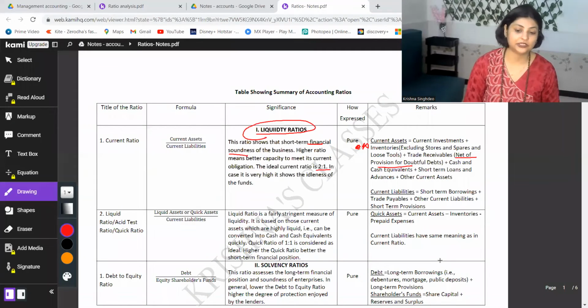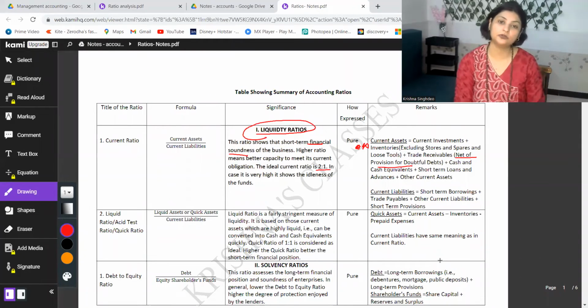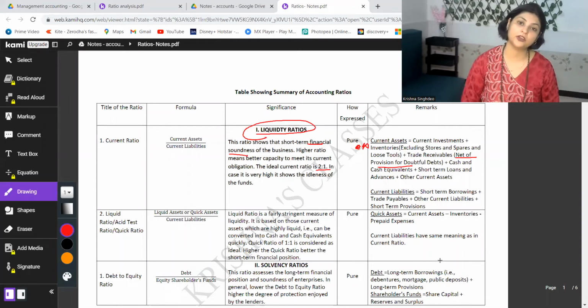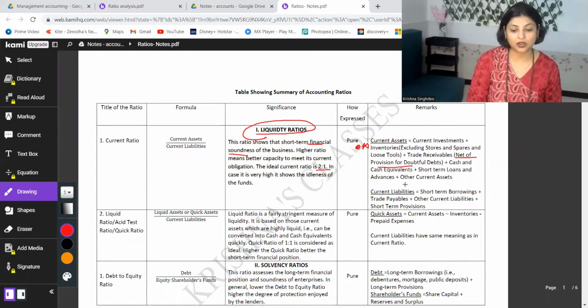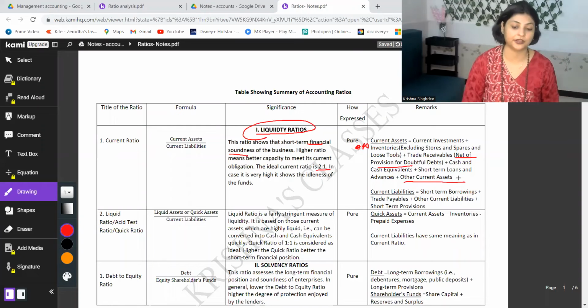So you have cash and cash equivalents, then short-term loans and advances. You must have seen there are two types of loans and advances. One is long-term loans and advances, which comes under non-current assets, and another one is short-term loans and advances. Short-term loans and advances are current assets. It is taken over here. Then other current assets. Under other current assets, any kind of prepaid expenses, etc., all come. This is also taken over here.